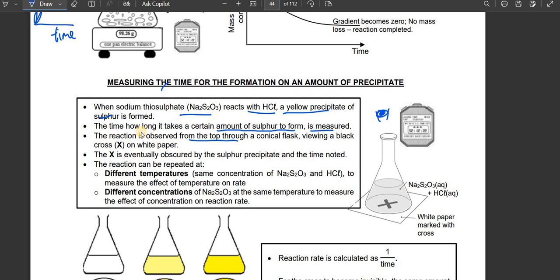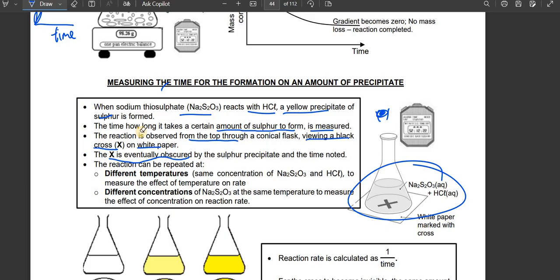Okay, and viewing a black cross on the white paper, as you can see here. So the X is eventually obscured. I like this word. You will hear grade 9s when you are in front and then they're trying to write notes. But I say, you're obscuring my view.